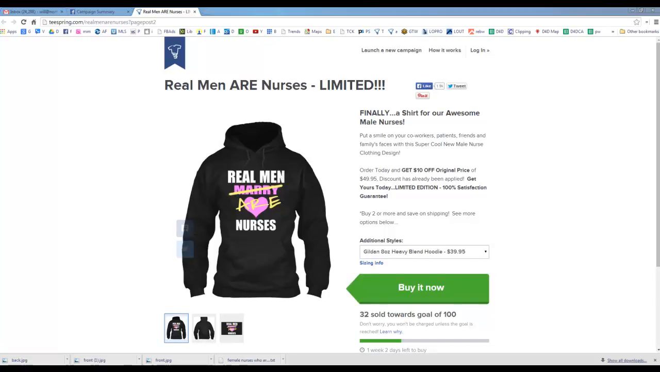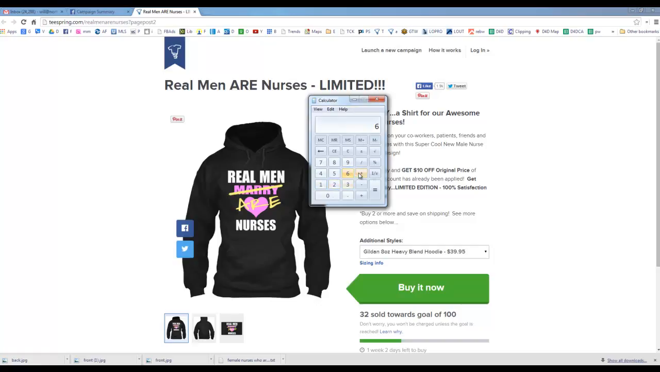So let's just do the quick math and see where that puts us. 6 times 18.26 equals 109. Subtract $41.50, what do we say, 4 cents. So we're in the positive about $68 on this campaign.